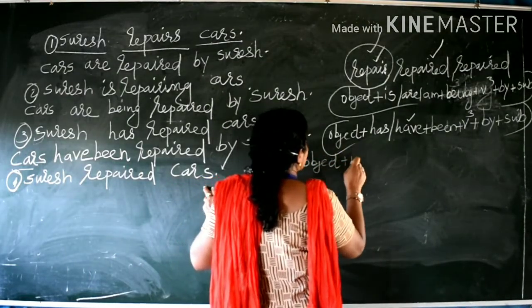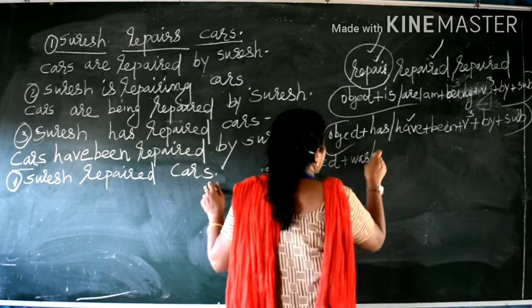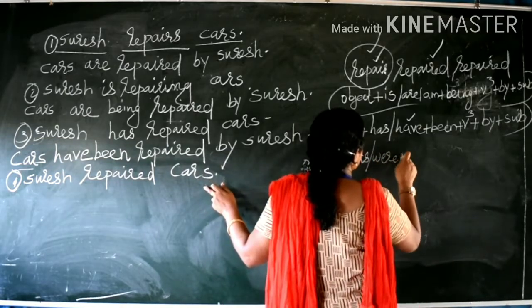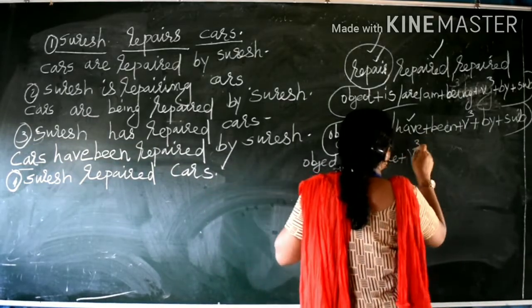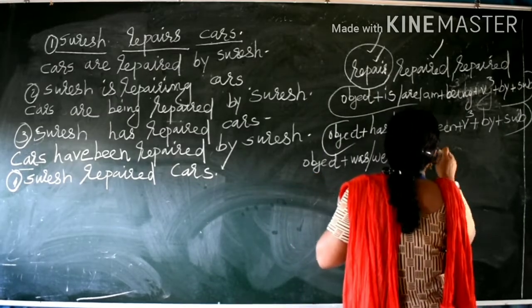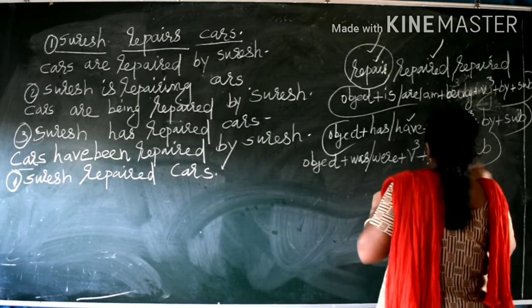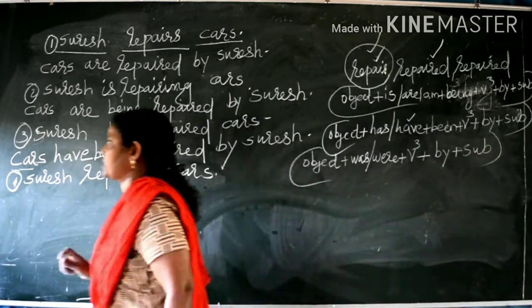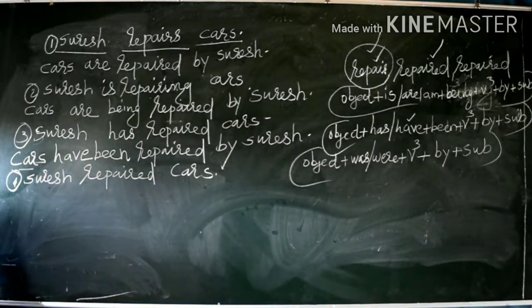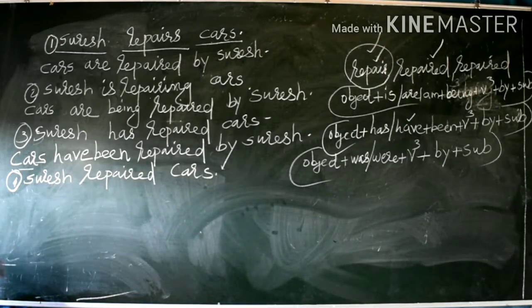object plus was or were plus verb 3 form plus by plus subject. This is the formula for simple past tense, an action that was already done in the past.